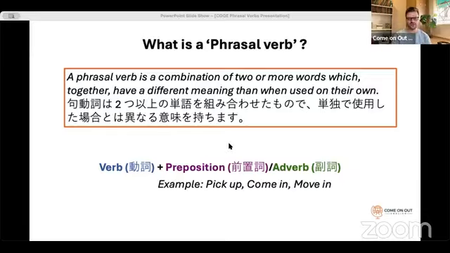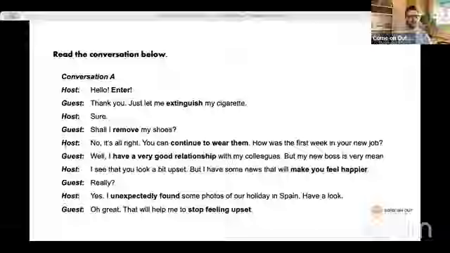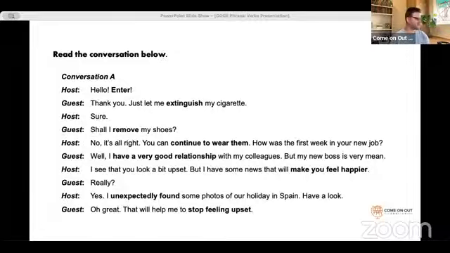Now, let's do an exercise learning how to use phrasal verbs in our speaking or writing. So here we have a conversation between 2 people, a host and a guest. Now, let's start first by reading the full conversation.